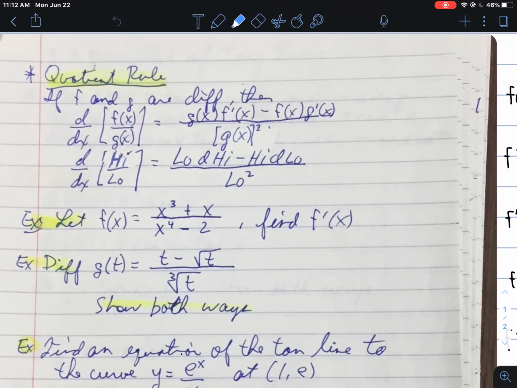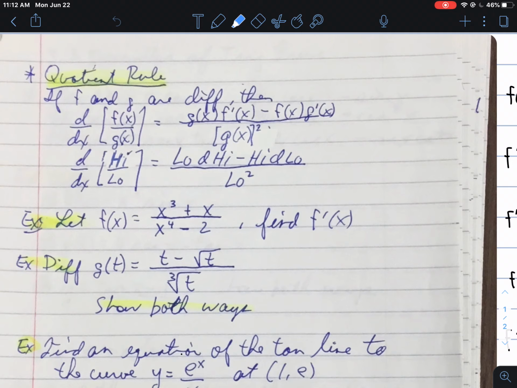Quotient rule. So just like the products, there is no direct quotient rule like there is a sum and difference rule. So in other words, the derivative of a quotient is not equal to the quotient of the derivatives. So there is a much more involved process.